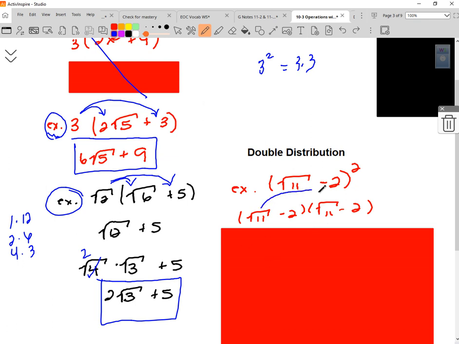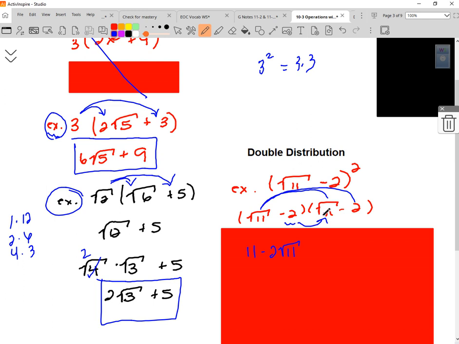So the square root of 11 times the square root of 11 is 11. Remember, anytime you multiply a square root by itself, it's the number under the radical. And then the square root of 11 times negative 2 is negative 2 square roots of 11. You with me? So we've multiplied this first term by everything here. Now we've got to multiply this term by everything here.